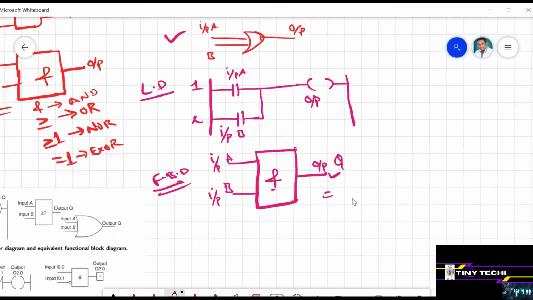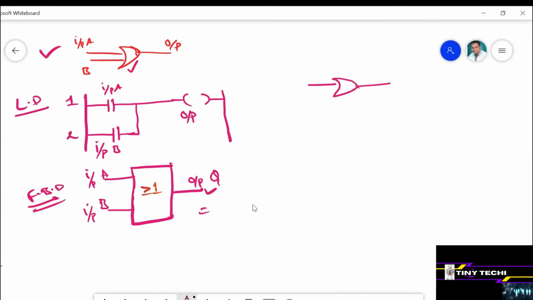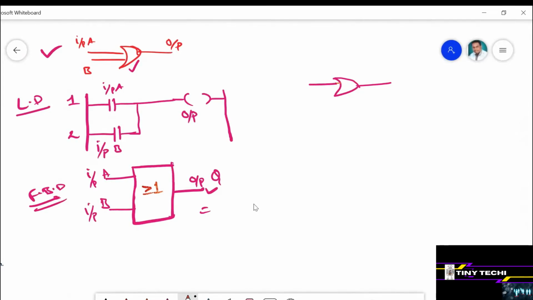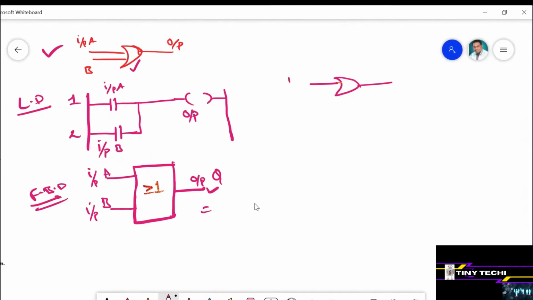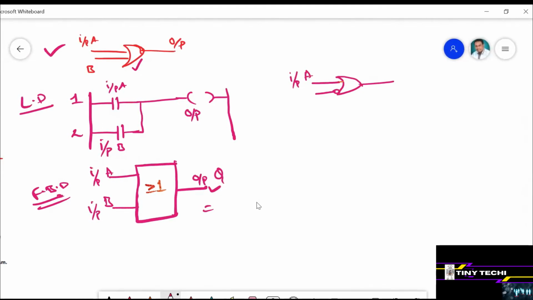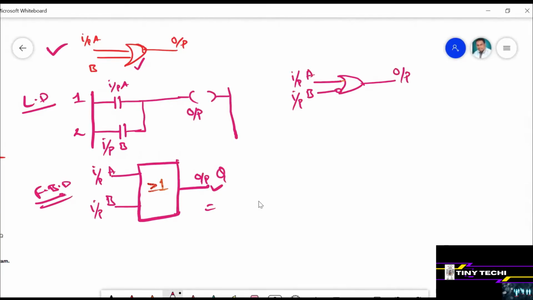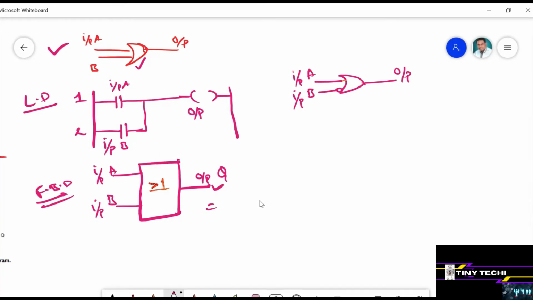Now how can we implement this? Sorry, this is an OR gate, right? In the same manner, this is input A, and we have a negated input B, and we have an output. How do we implement this in the PLC?